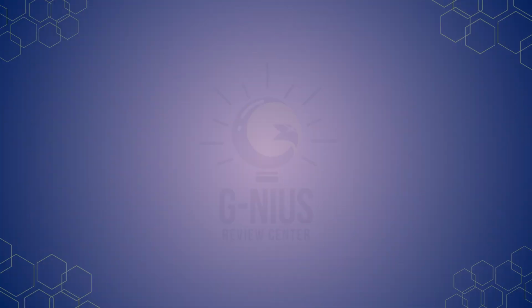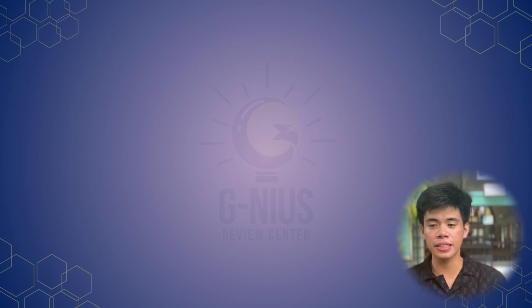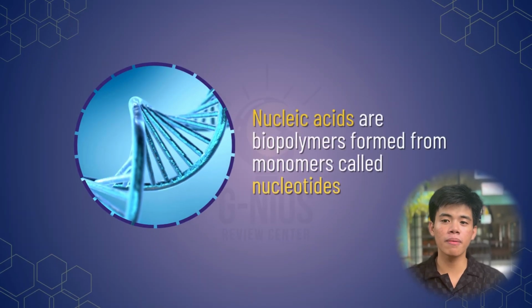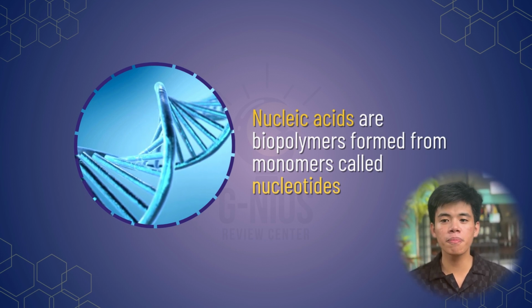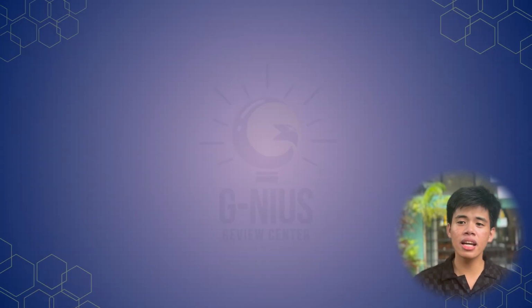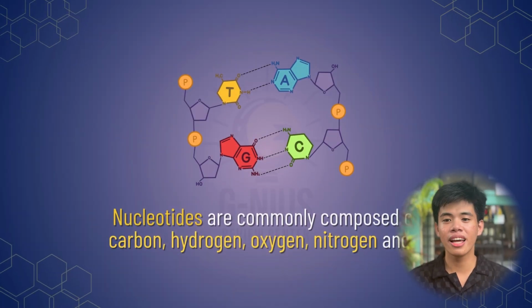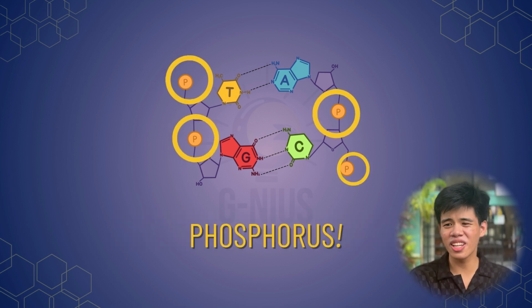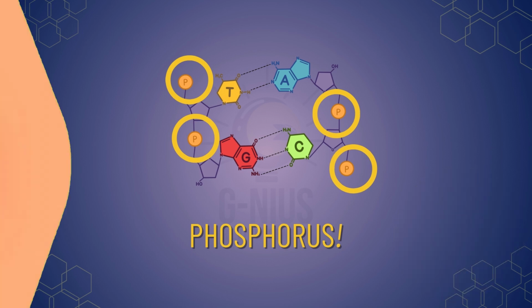So, what exactly is a nucleic acid? Picture it as an organic macromolecule, a big complex structure made from smaller building blocks. Just like proteins are chains of amino acids and polysaccharides are chains of monosaccharides, nucleic acids are biopolymers formed from monomers called nucleotides. So these nucleotides are not just your average molecules. They contain carbon, hydrogen, oxygen, nitrogen, and, wait for it, phosphorus. Yes, phosphorus. It's like the secret ingredient that makes nucleic acid truly special.